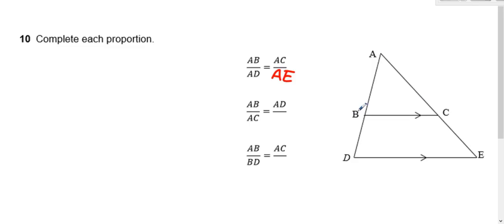AB over AC, so that's the left short side and the right short side over the left long side. So we would use the right long side, also AE. And then last we have AB over BD, just the top segment and the bottom segment. That would equal AC over CE, because they have the top segment and bottom segment.